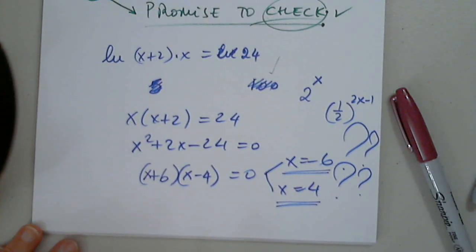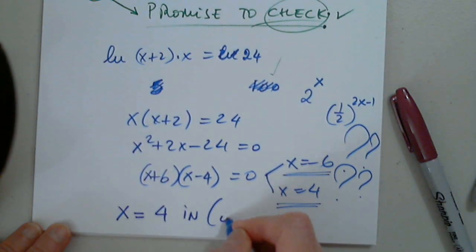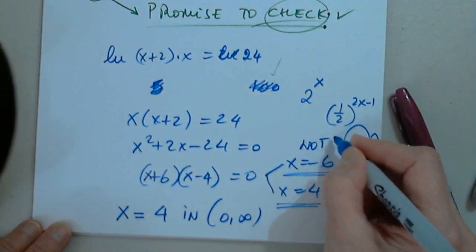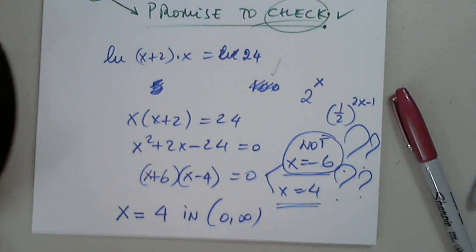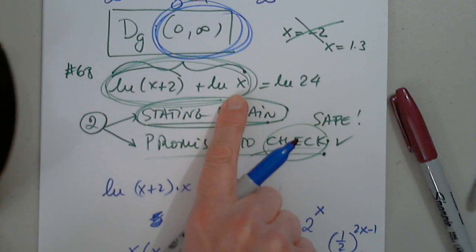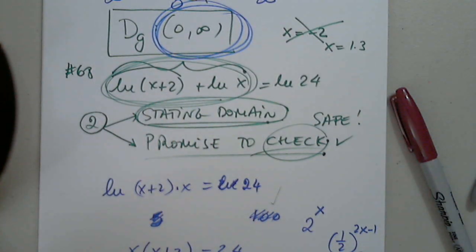What do we conclude? That x equals 4 is our answer. Yes, in the interval 0 to infinity, x equals -6 is not a solution. Here's why. Try to plug in natural log of -6 or -4, -6 plus 2. The calculator will scream at me, thinking that I lost my mind.